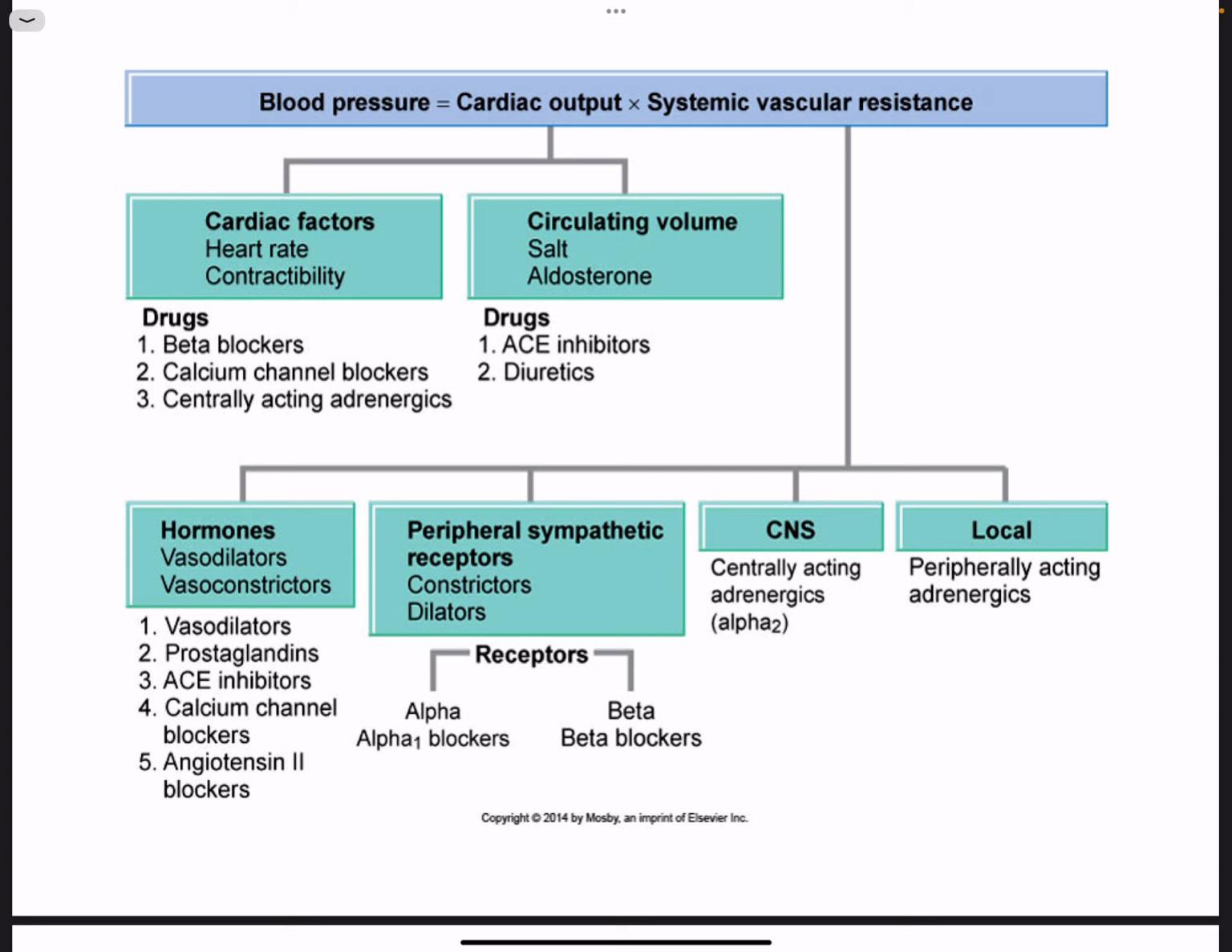Okay, we need to have two things. One, cardiac output, and the second one is systemic vascular resistance. So if there is vasoconstriction, the blood pressure will be high or low? High, very good. Why? Because you reduce the diameter or the radius. If you relax the blood vessels, there is vasodilation, the blood pressure will be low.